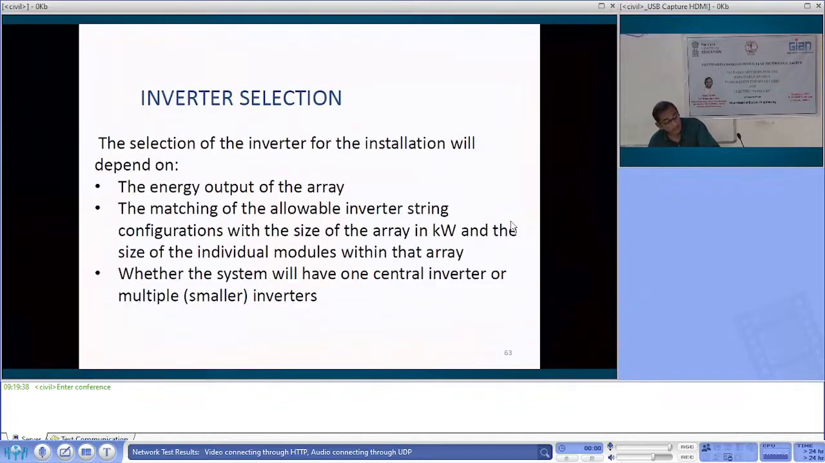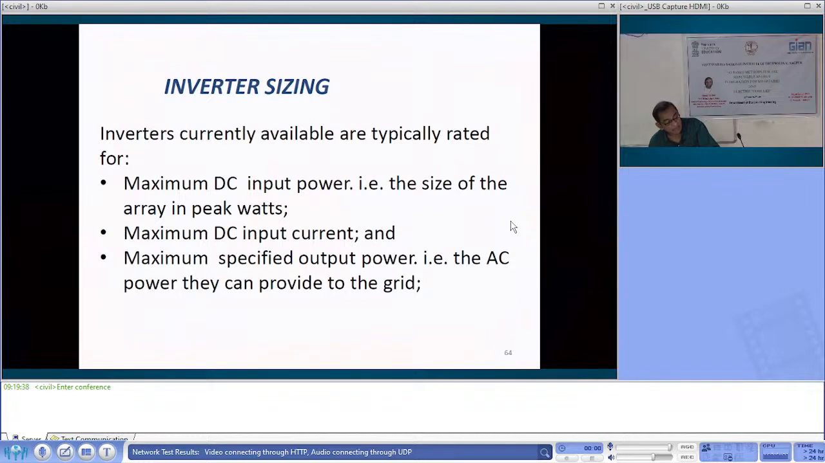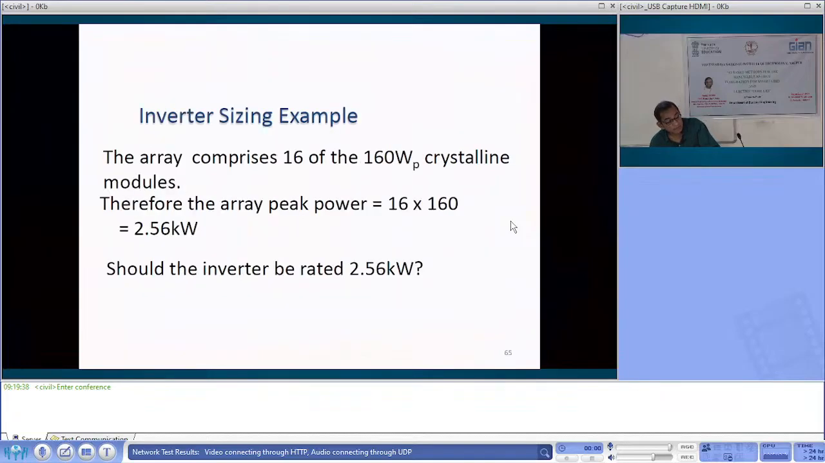Okay, inverter selection factors you can read this. Okay, that is inverter sizing, which is very important because of maximum DC input power, maximum DC input current, specific output power. An inverter sizing example is also given. You can go through the 160 watt array. The array comprises 16 PV modules of 160 watt, so total 2.56 kilowatt. Should the inverter be rated at 2.56 kilowatt? What is that one should know.